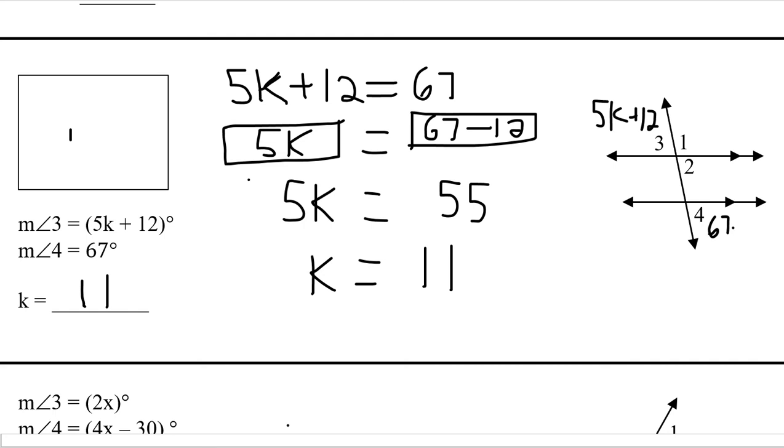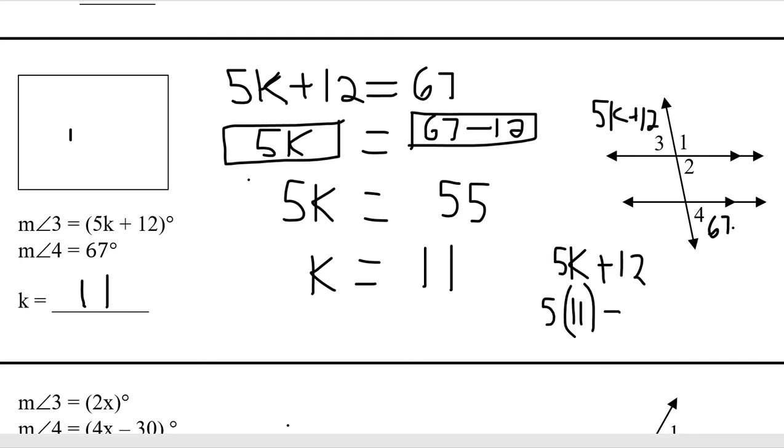Oh, okay, it disappeared. So we're going to do 5k plus 12. Or instead, I'm going to do 5 times 11 plus 12, because that's my value of k. I'm going to say that's 55 plus 12. And 55 plus 12 is equal to 67. And that's what it should be.